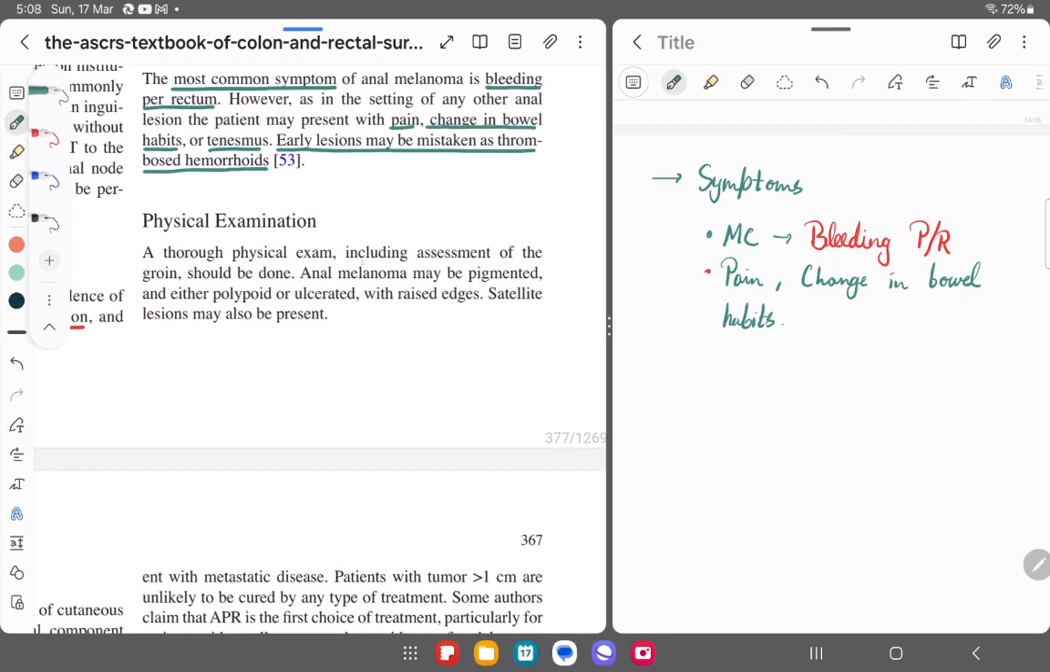Physical examination. A thorough physical exam, including assessment of the groin, should be done. Anal melanoma may be pigmented and either polypoid or ulcerated with raised edges. Satellite lesions may also be present.